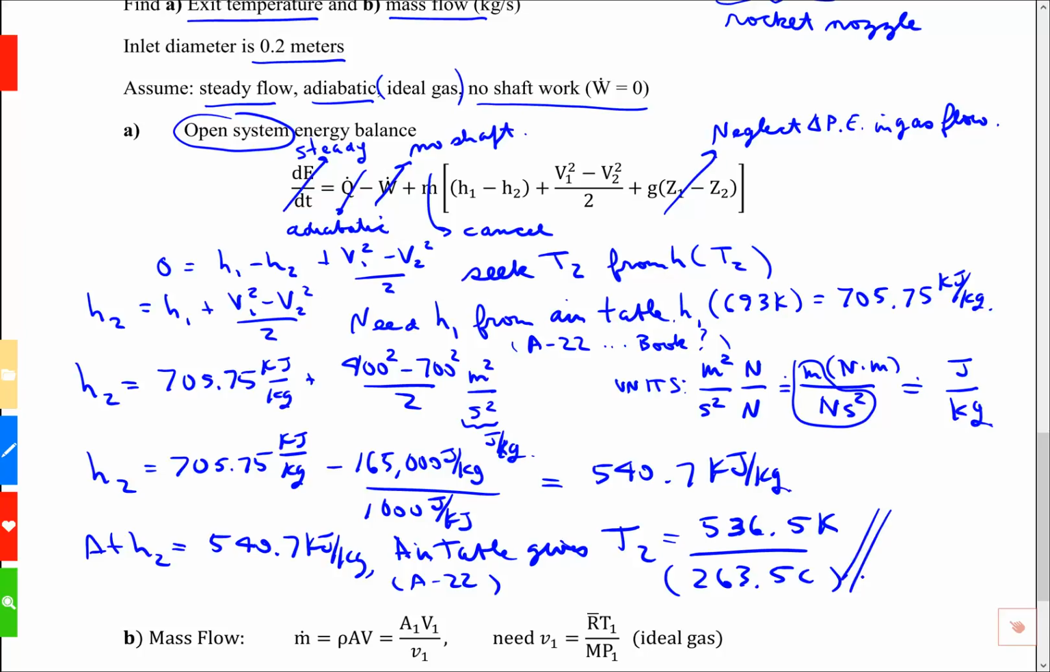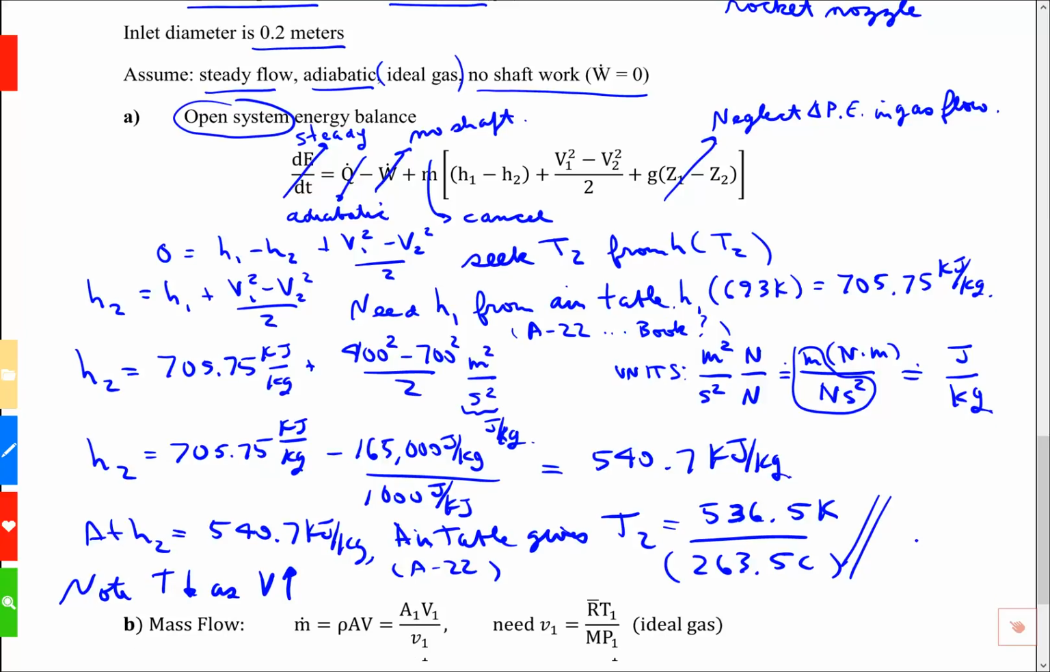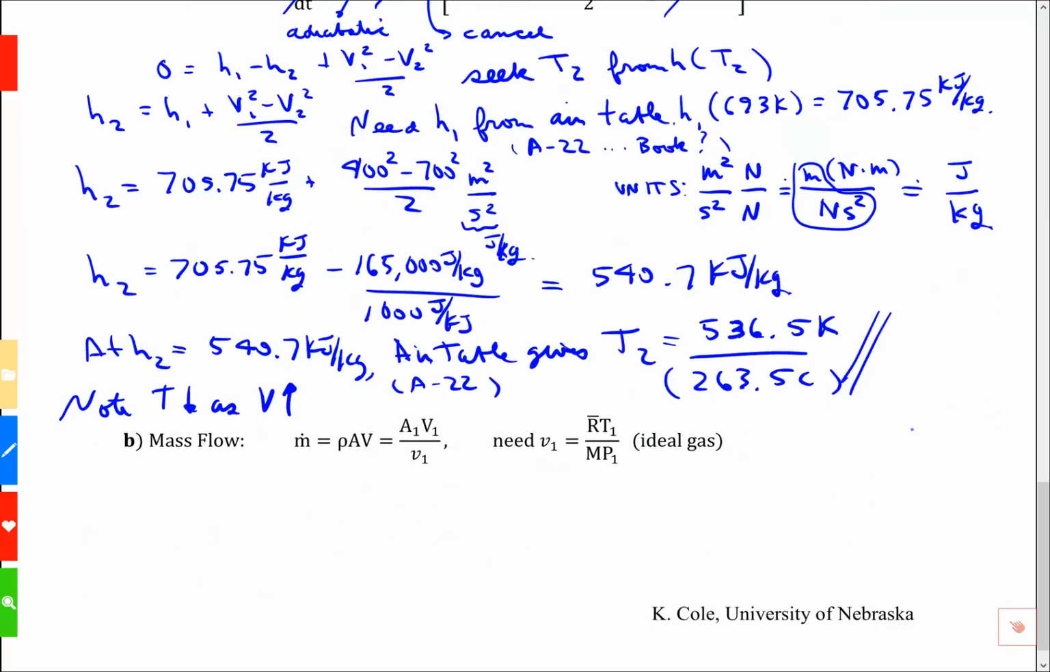I found T2. I had to use the table twice. And then I'll say note that the temperature goes down as the velocity goes up. That's the trade-off in a nozzle. All right, part B says, what's the mass flow?